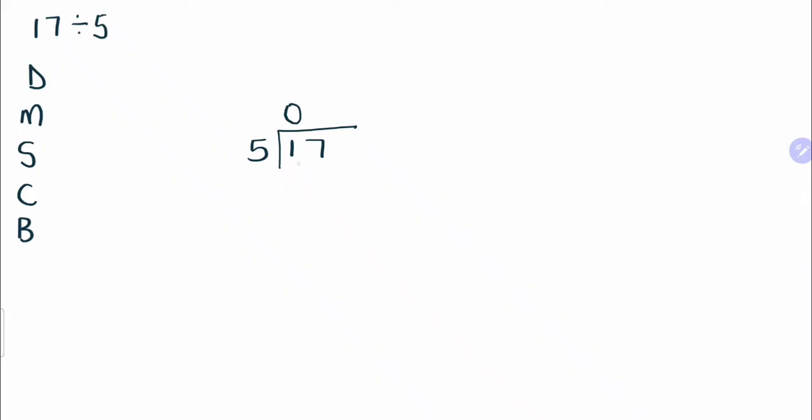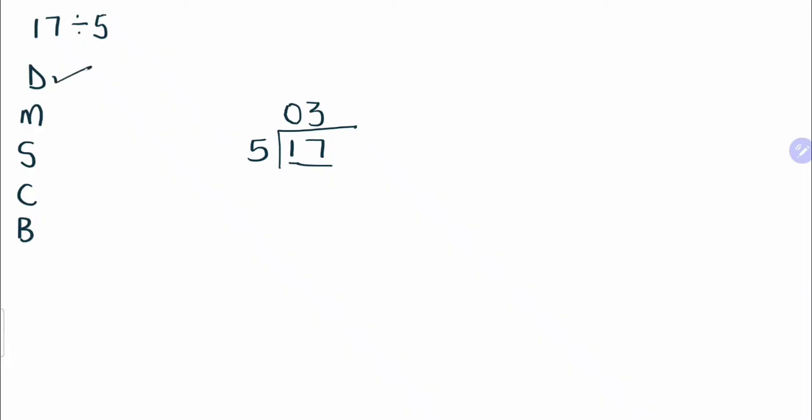After doing that, we're basically going to move on to the next digit. However, we combine it with the first digit. So instead of saying 5 into 1, we're now going to say 5 into 17. How many times does 5 go into 17? And we can count that up. 5, 10, 15. So it goes in 3 times. You're going to write your 3 right on top of the division sign here.